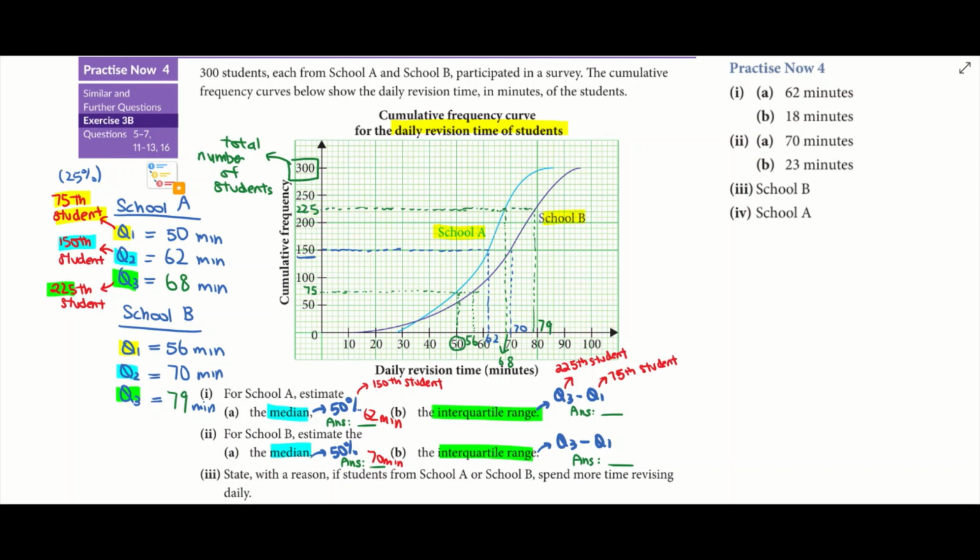So next we find interquartile range for each of the school, which is basically Q3 minus Q1. So for school A, it's just 68 minus 50, and for school B, 79 minus 56. Answer is 18 minutes and 23 minutes respectively for school A and school B.